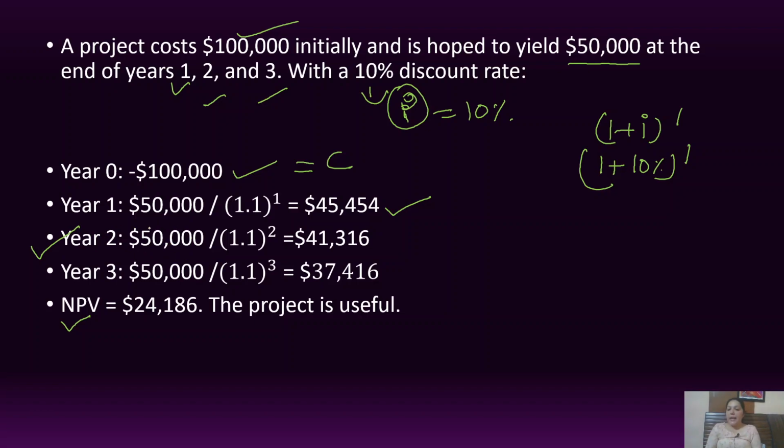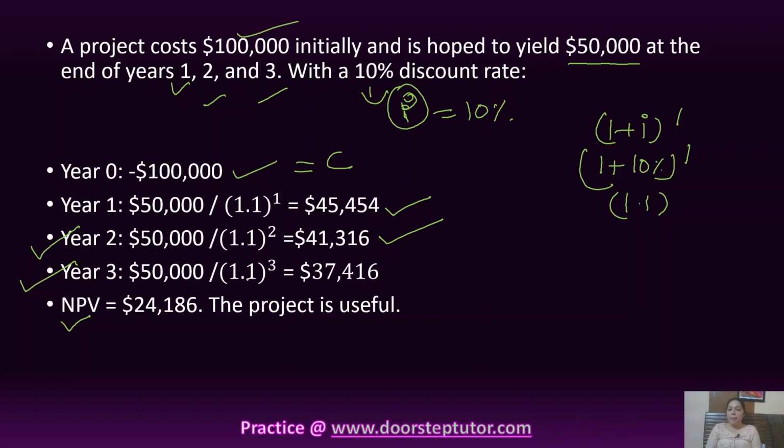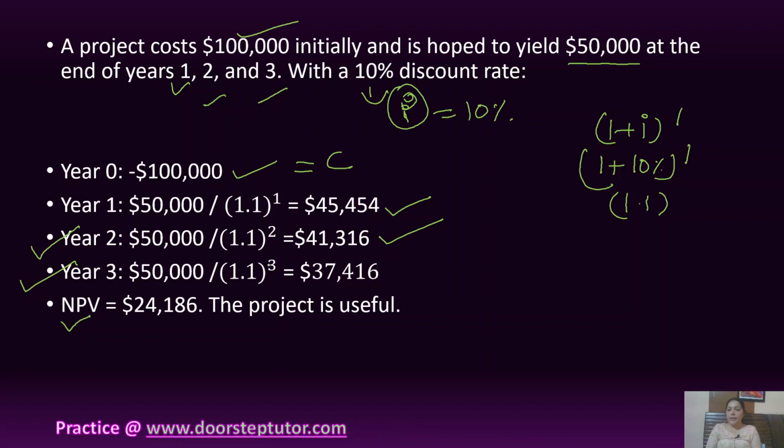In the same way, we can compute the yield in the second year, or the benefit in the second year. Again, yield is 50,000 as usual, divided by 1 plus I, which is 1 plus 10%, 1.1, to the power 2 in the case of the second year. If you simplify it, the answer would be 41,316 US dollars. In the third year, again the formula that we can use here is the yield 50,000 divided by 1.1 to the power 3, which is the third year computation. So the answer is $37,460.